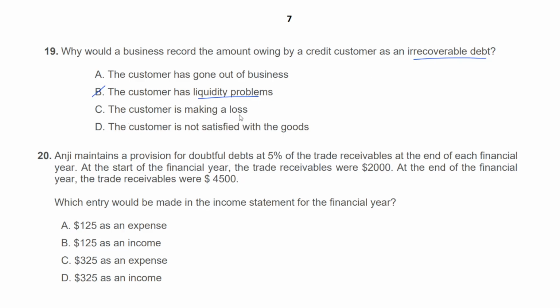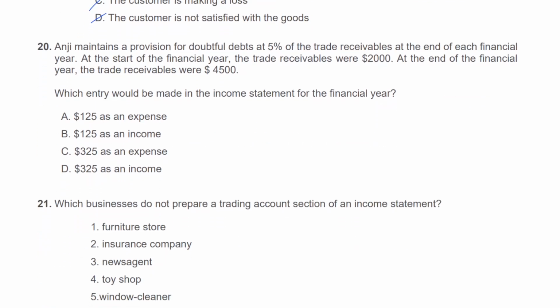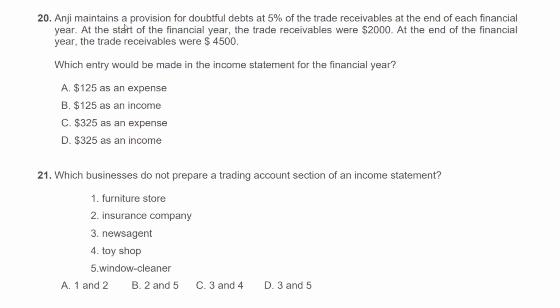The customer is making a loss. No, we don't suffer the loss just because they are making a loss. The customer is not satisfied with the goods. No, we don't forgive their debts just because of these reasons. We may forgive or forget their debts if they're out of business. There is no business they have. So where would we go for the amounts? Who will give us the amounts? There is no business.